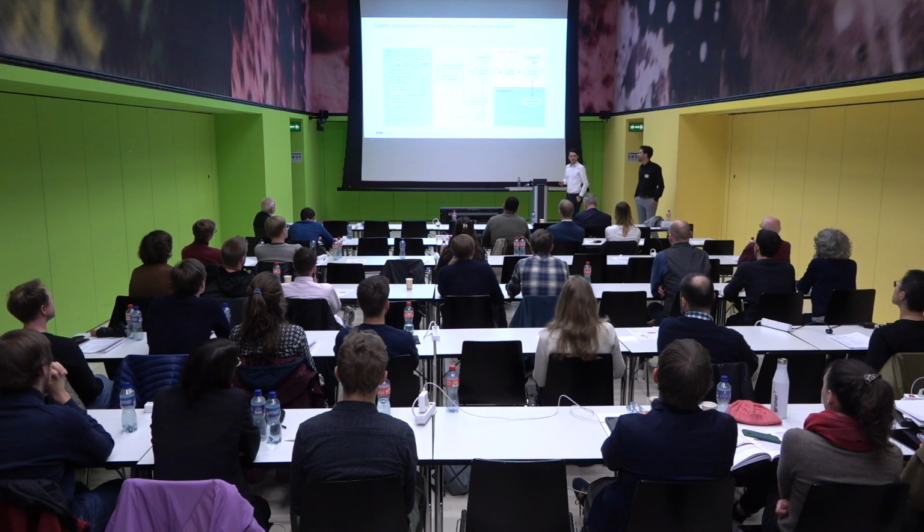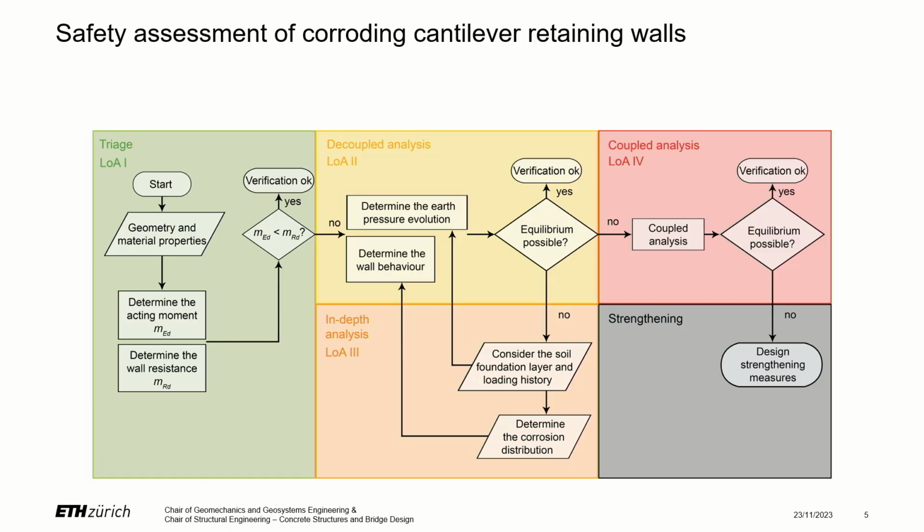So in the context of our two research projects, we developed guidelines for the safety assessment of corroding cantilever retaining walls, and we proposed a verification procedure based on 4 different stages, where for each stage the level of detail increases. In this presentation, we will give you a quick overview of all of these stages.